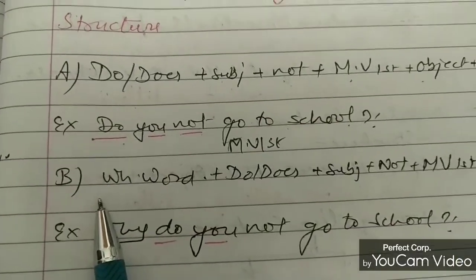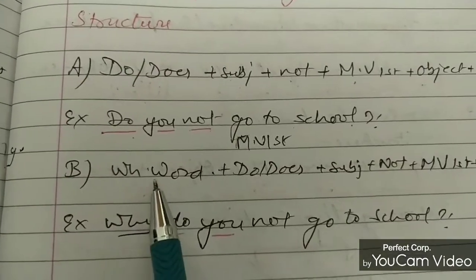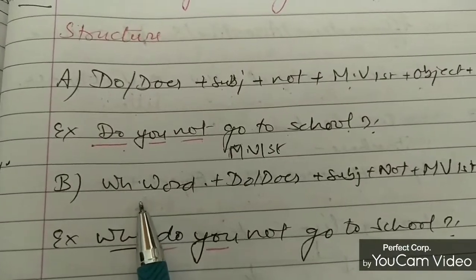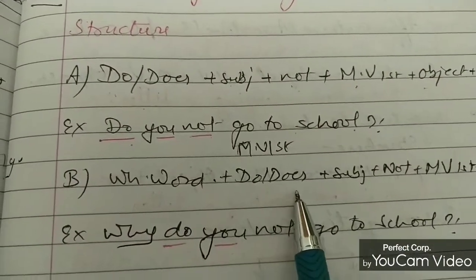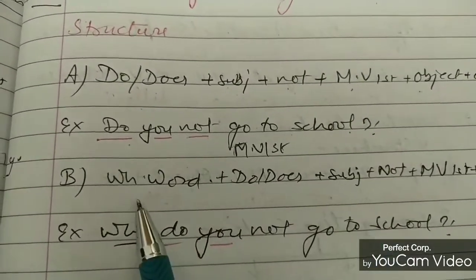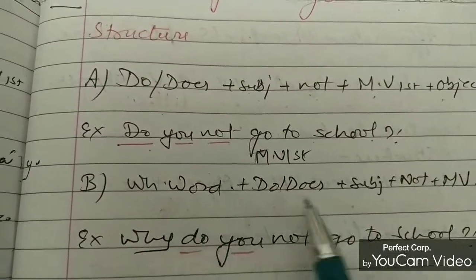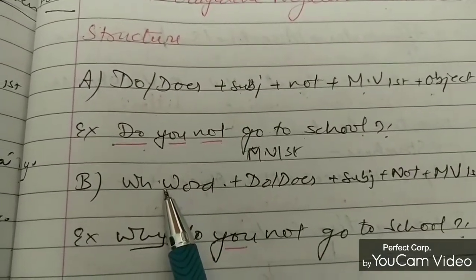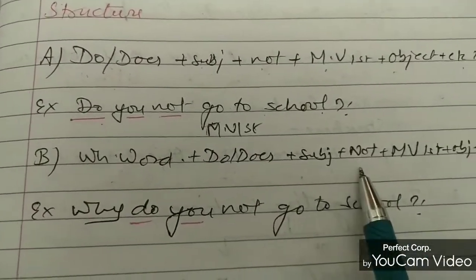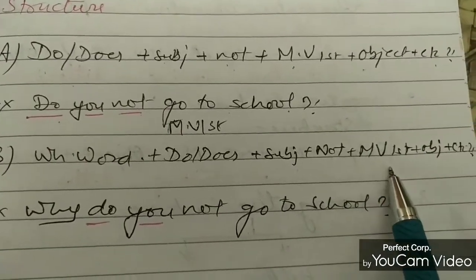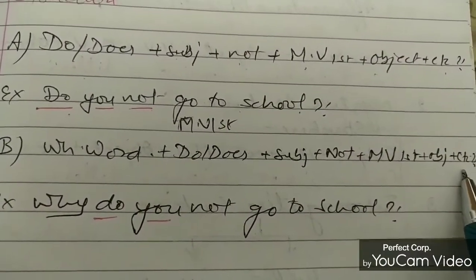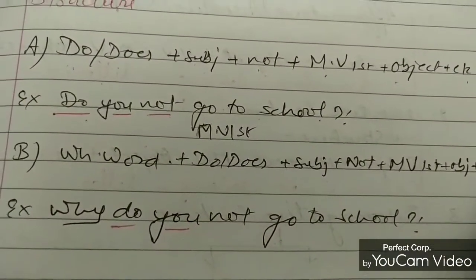Now see the second type of interrogative plus negative sentence structure. If an interrogative sentence starts with a WH word, how are we going to make it? What will be the structure? WH word plus do or does plus subject. Do or does according to the subject. There will be no change in the WH word; whatever the question is, we use the WH word accordingly. WH word plus do or does according to subject plus not plus main verb first form plus object plus etc., if anything is there, followed by a question mark.